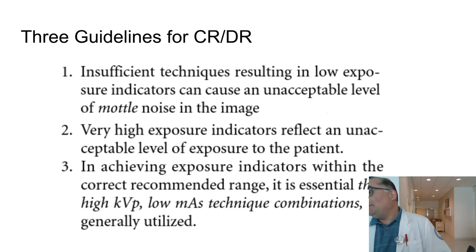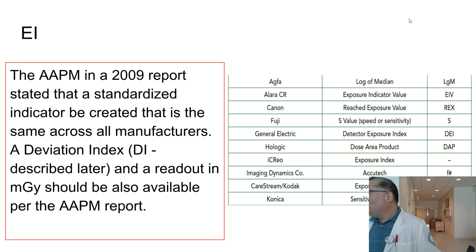Do we repeat it? Usually no, right? Usually we don't repeat if the image looks good, even if the exposure indicator is off. But, you know, it really depends. And usually the only time you would repeat is if the exposure indicator was off with a lower exposure than you wanted, because that'll give you noise and it doesn't get fixed as easily. So here's an example of all these different manufacturers that are using all sorts of different terms.